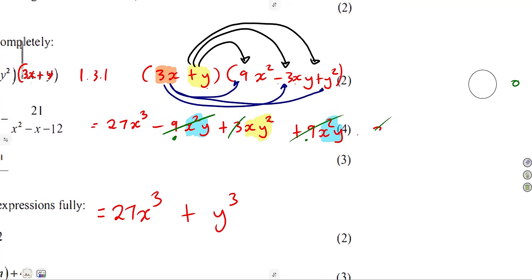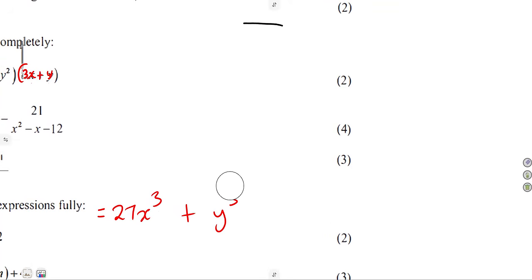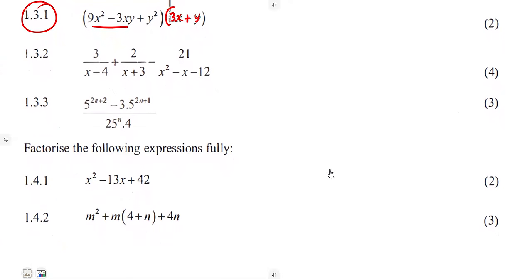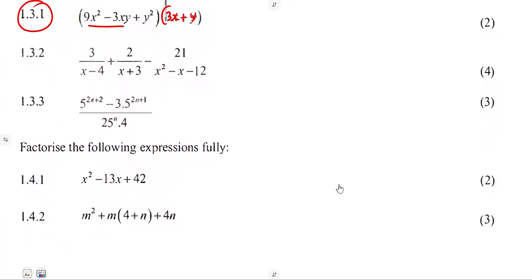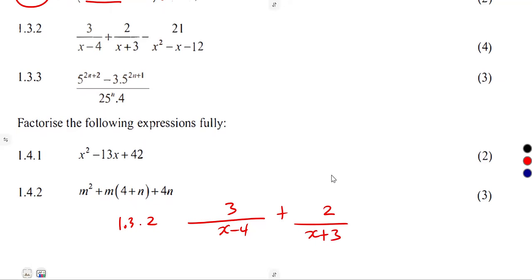All right, let's consider another question. Guys, you just need to work as many questions as you can, and you will see that it will be just a repetition. 1.32 for 4 marks. It was to simplify this given fraction. All right, so let's see the algebraic fraction that we are given there. That is 3 over x minus 4 plus 2 over x plus 3 minus 21 over this.